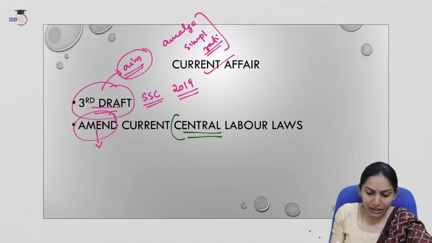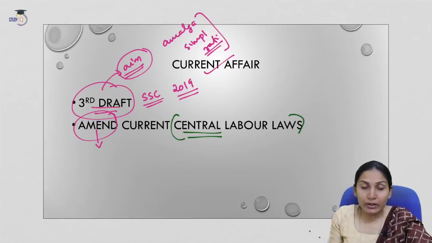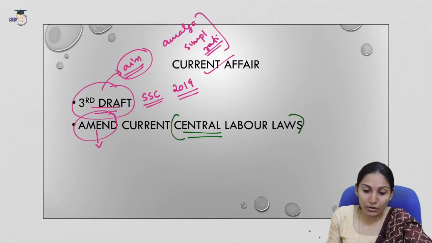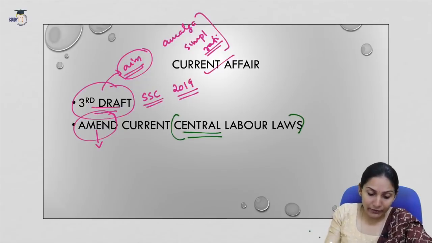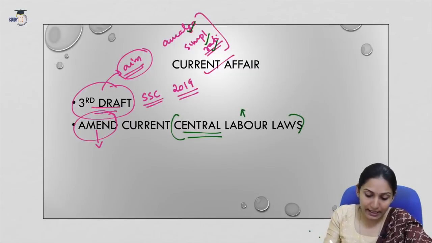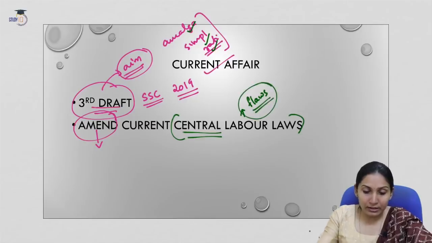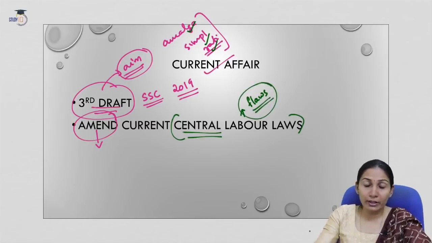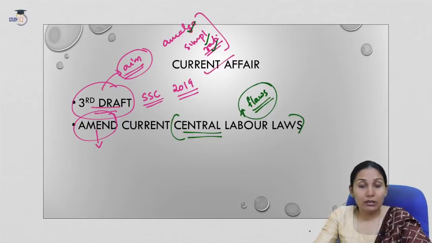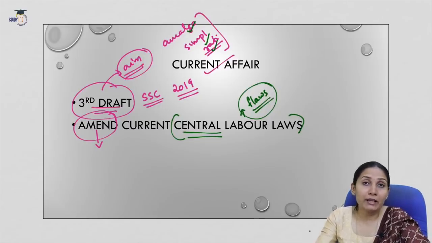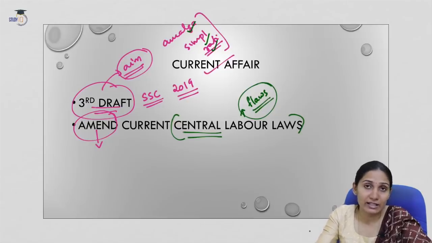But the current affair is that even though it has tried to meet these objectives, the code has fallen short of the stated objective of amalgamation, simplification and rationalization. So it definitely means that there are certain flaws or shortcomings with the third draft code of Social Security. So we will understand what the flaws and concerns are, what has happened previously, and whether the previous mistakes have been repeated in the Social Security Code.